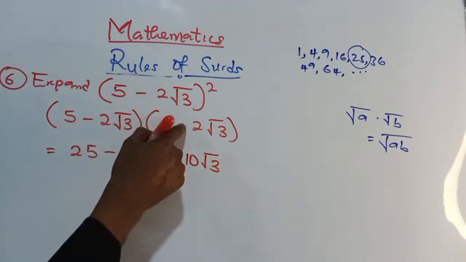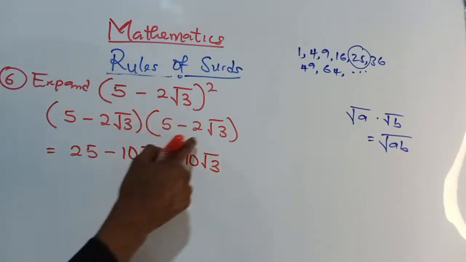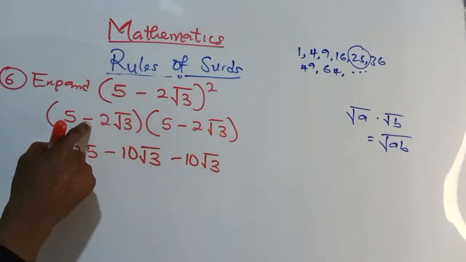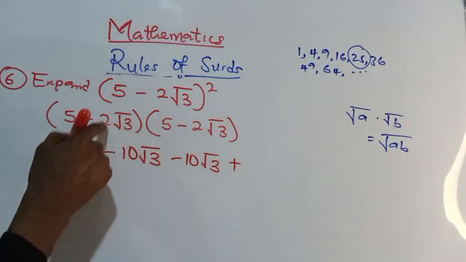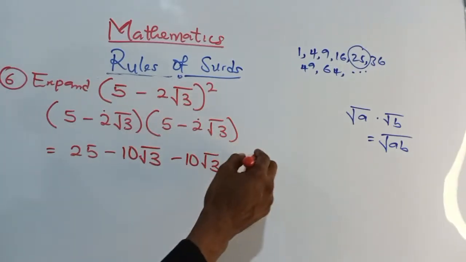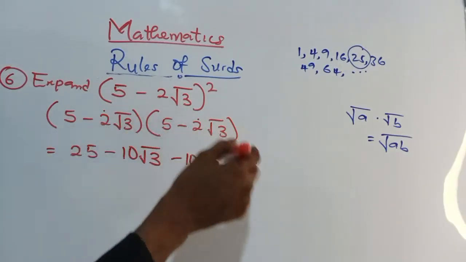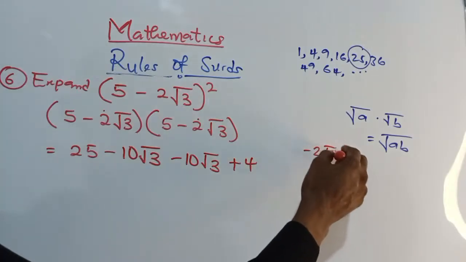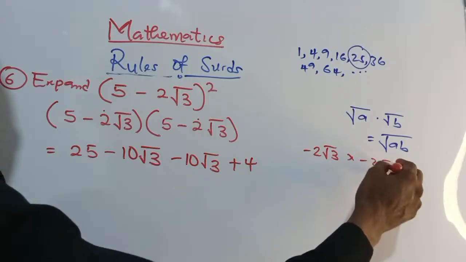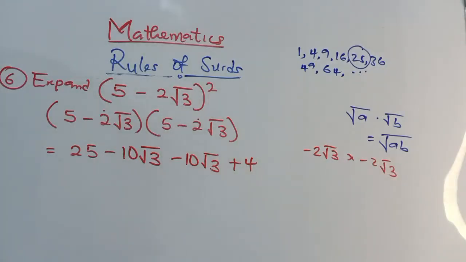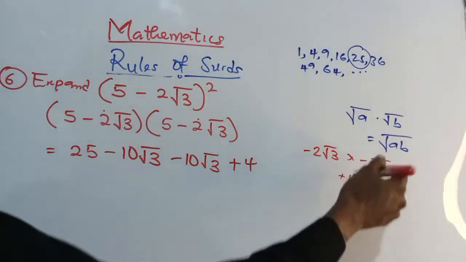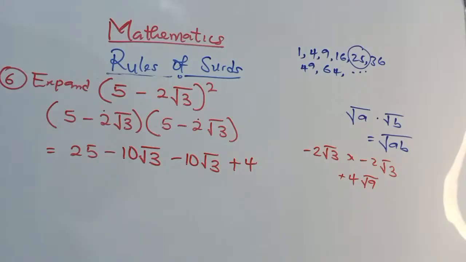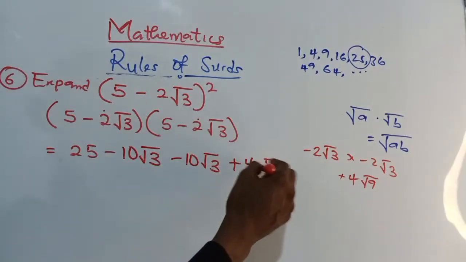And lastly, minus times minus. We want to multiply this with this, so we have to multiply the sign as well. Minus times minus gives us plus, and then 2 root 3 times 2 root 3. We multiply these two here, which is 4, and also root 3 times root 3, because what we have is minus 2 root 3 times minus 2 root 3. Minus times minus will give us plus. Then 2 times 2 will give us 4, and root 3 times root 3 will give us root 9. That's how to multiply that. So the answer is plus 4 root 9.